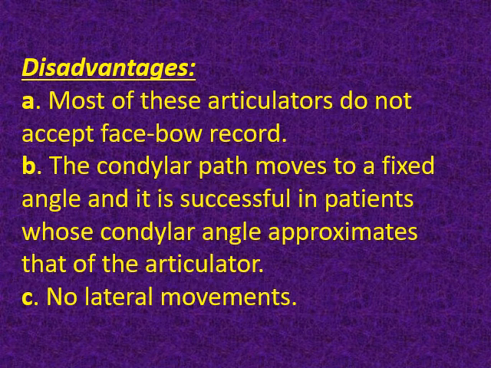Disadvantages of the mean value articulator: A, most of these articulators don't accept a face bow record. B, the condylar path moves at a fixed angle, and it is successful only in patients whose angle approximates that of this type of articulator. And finally, no lateral movement is obtained from this type of articulator.